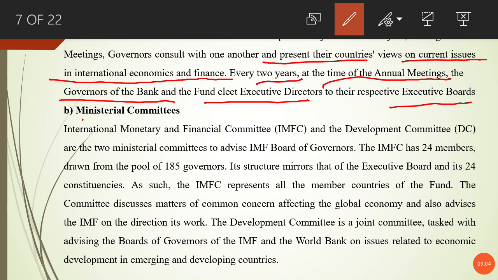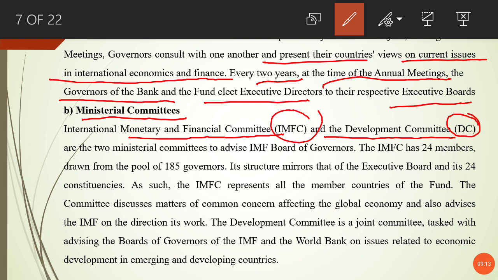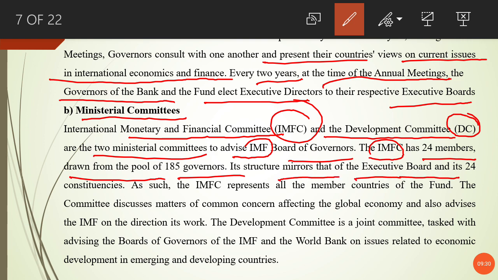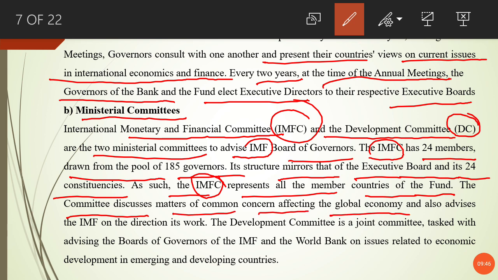B. Ministerial Committee. The International Monetary and Financial Committee and the Development Committee are the two ministerial committees that advise the International Monetary Fund Board of Governors. The IMFC has 24 members drawn from the pool of 185 governors. Its structure mirrors that of the Executive Board and its 24 constituencies. As such, the IMFC represents all the member countries of the Fund. The committee discusses matters of common concern affecting the global economy and also advises the International Monetary Fund on the direction of its work.